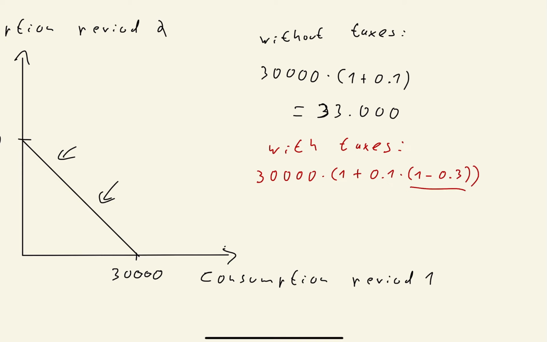Now this part makes sure that we deduct the taxes from the savings that we are making, and if you calculate this, what you will get is 32,100. Now with taxes, this is the maximum amount of savings that we can get.